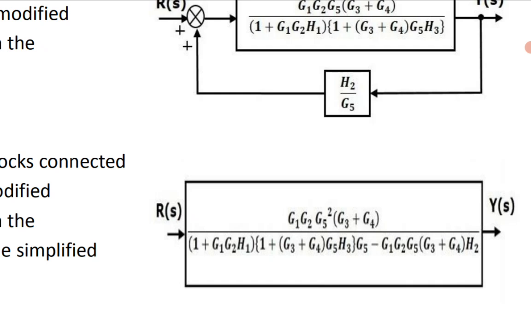So on that occasion, we can apply that formula by which we are generating G1 G2 G5 square whole into (G3 plus G4) divided by (1 plus G1 G2 H1) whole into (1 plus (G3 plus G4) G5 H3) whole into G5, then the minus sign is coming due to the presence of positive feedback, then G1 G2 G5 whole into (G3 plus G4) whole into H2. Then that is my Y(s) by R(s).